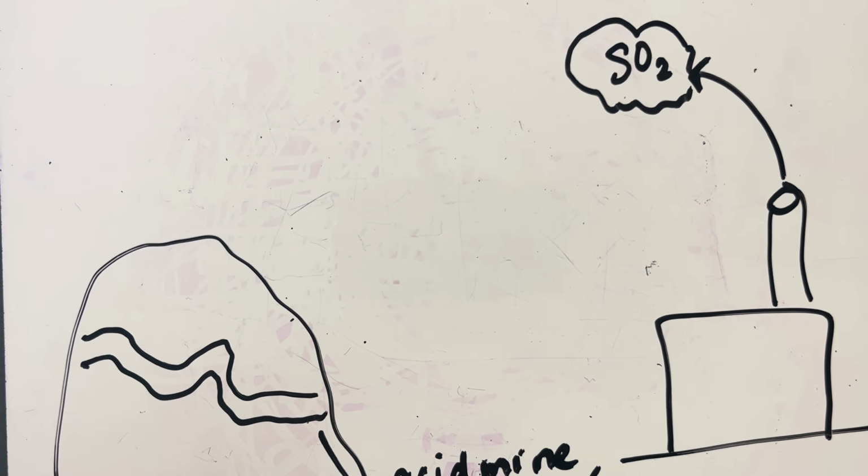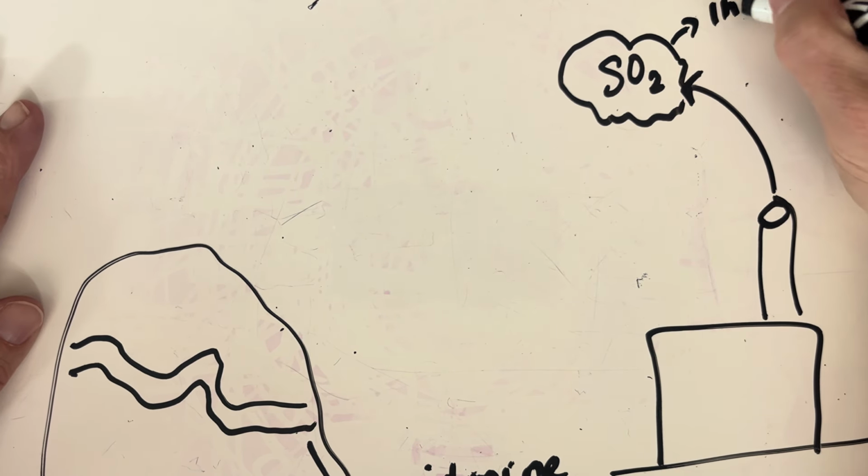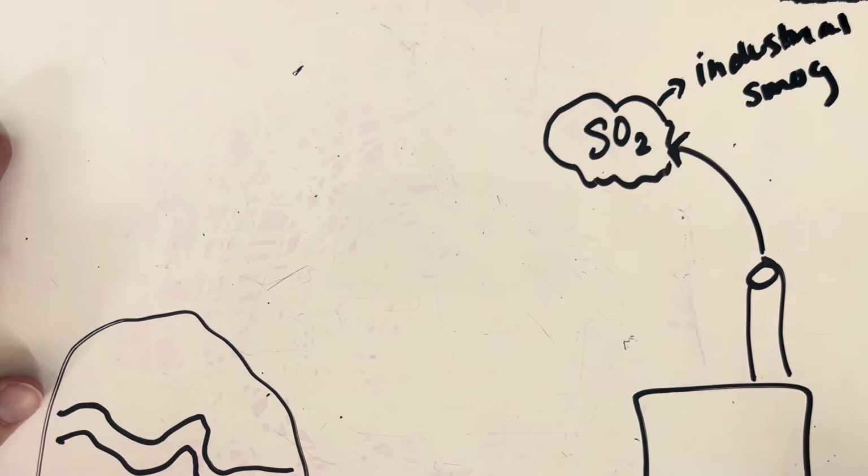So the sulfur dioxide can contribute to what's called industrial smog, which was one of the first smogs that was discovered back in London in the 1800s when they were burning a lot of coal as part of the manufacturing process and industrial revolution. So industrial smog is a combination of sulfur dioxide with other atmospheric components.